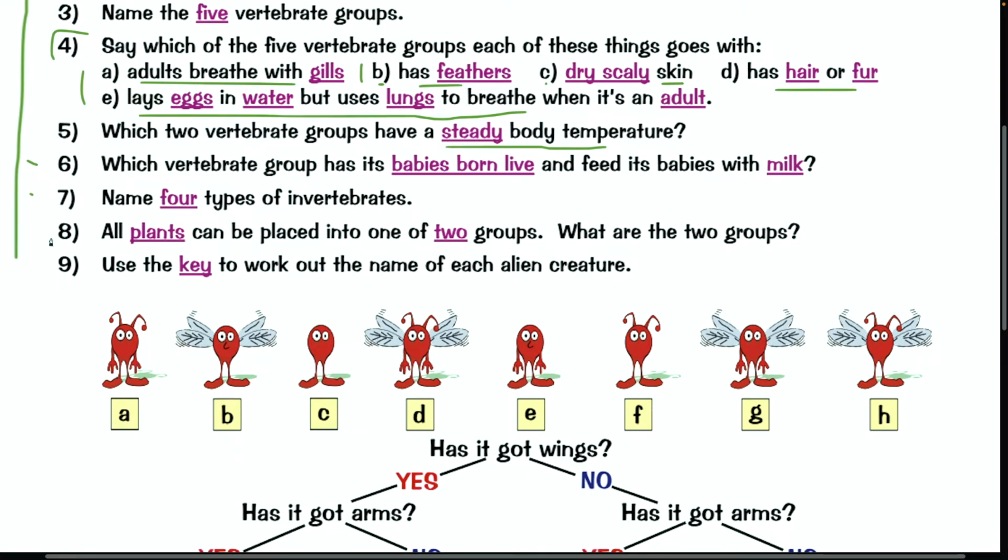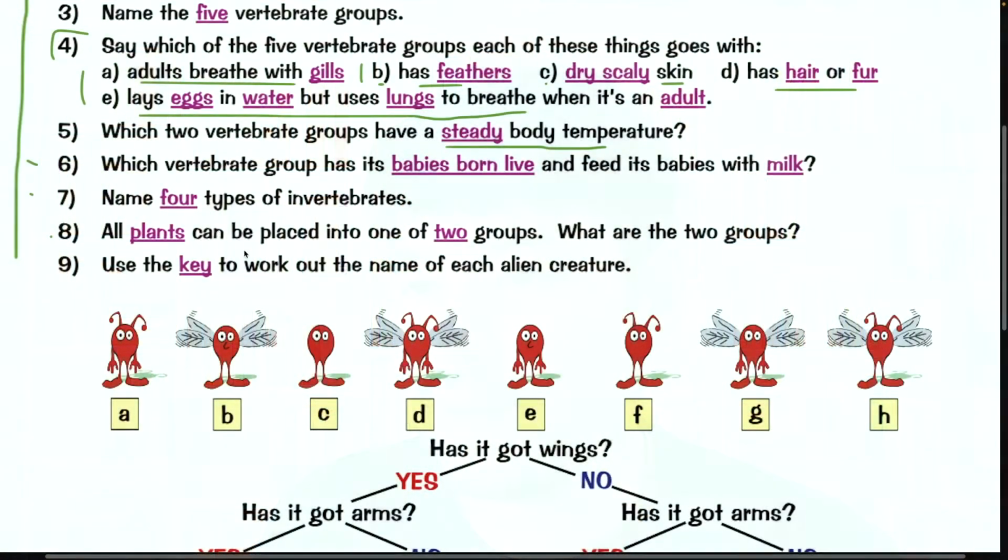Number 8. All plants can be placed into one of 2 groups. What are the 2 groups? Here we change. We are not talking about animals or insects, but we're talking about plants. So when we talk about plants, we have 2 groups, right? What is the name of these 2 groups? This is what you have to answer here, okay? Moving on.